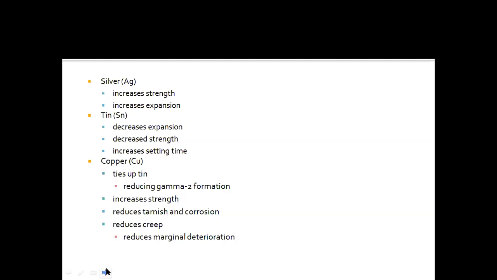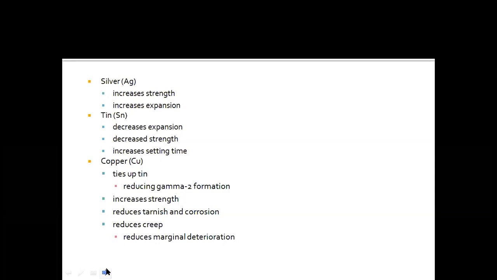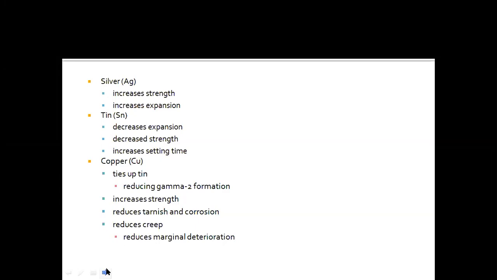Now you have something called low copper alloys and high copper alloys. If you compare them, high copper alloys have better strength because the gamma 2 phase is reduced. Gamma 2 is the weakest phase. That is also one more question which is commonly asked, if I remember. Gamma 2 phase is the weakest phase among all the phases of your amalgam.